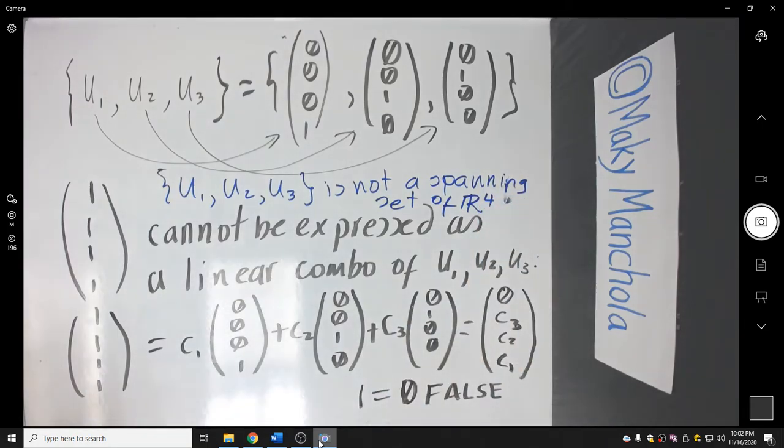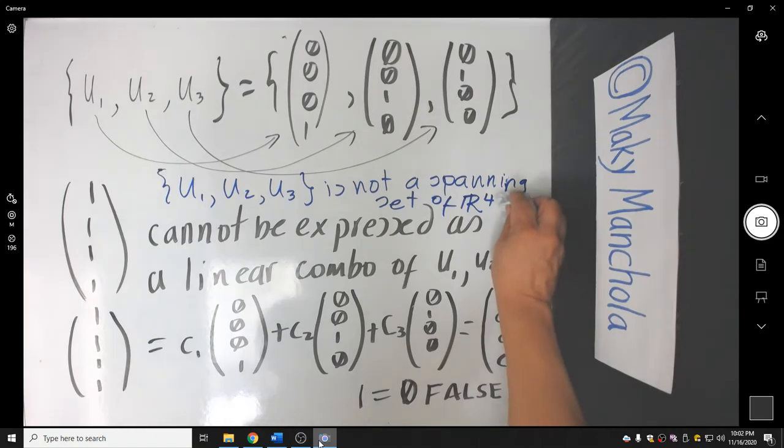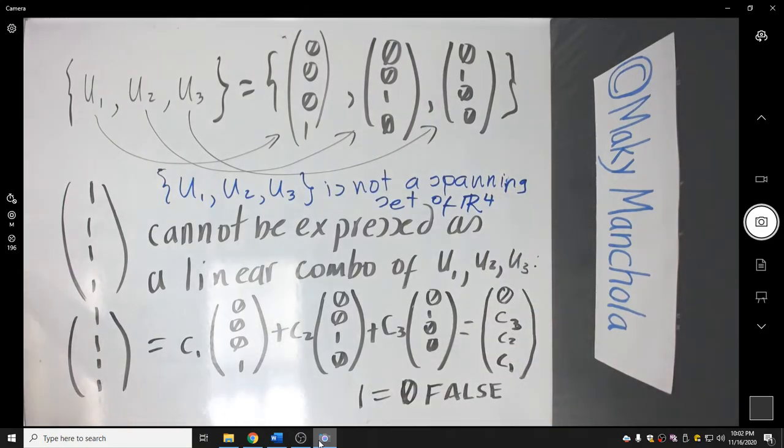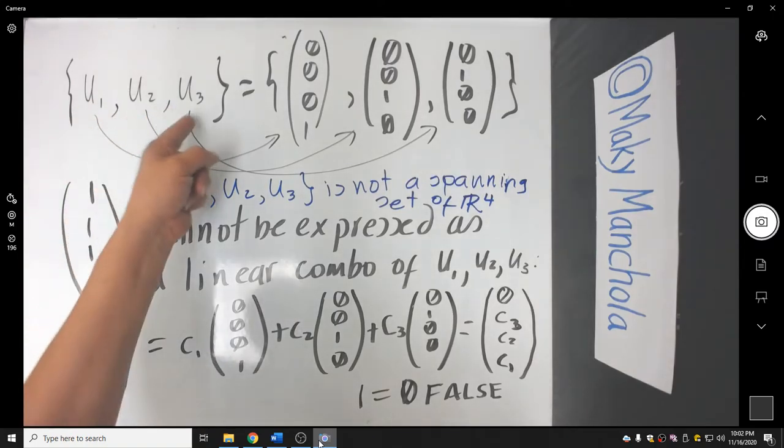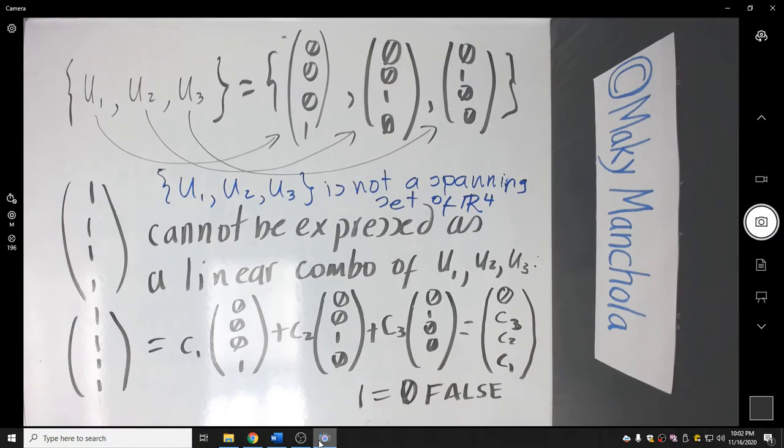Okay, so what's the problem? The problem is that we don't have enough elements in this set to be able to express any generic element of R4 as a linear combination of them. So here is what you probably realize: to be a spanning set of R4, you need at least 4 distinct elements in R4. This is too small a set. It has less than 4 elements. So that's a fact.